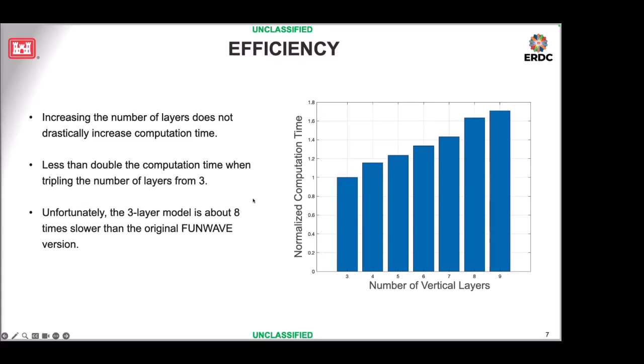But if you look at the right figure, here we have the number of vertical layers on the x-axis and the normalized computation time. What I mean by that is all these times are normalized by the 3-layer computation time, hence a computational time of 1. The good thing to point out here is that increasing the layers doesn't increase computational time too much. Even if we triple the number of layers from 3 to 9, it's still less than double the computational time, so about 70% more computational time.